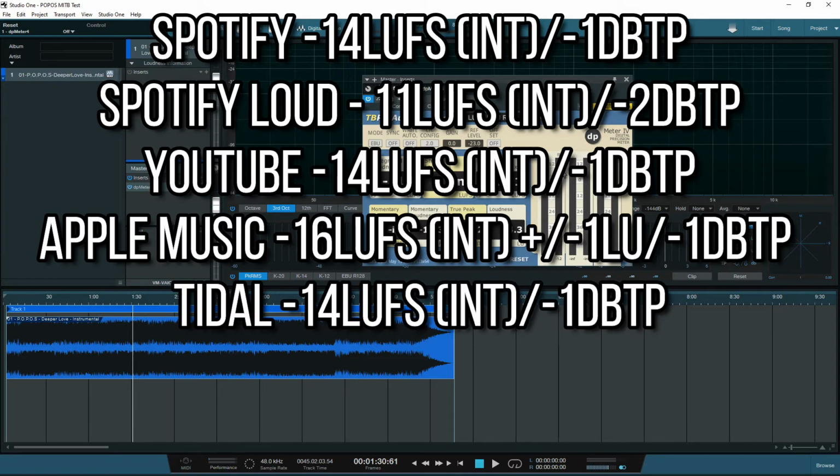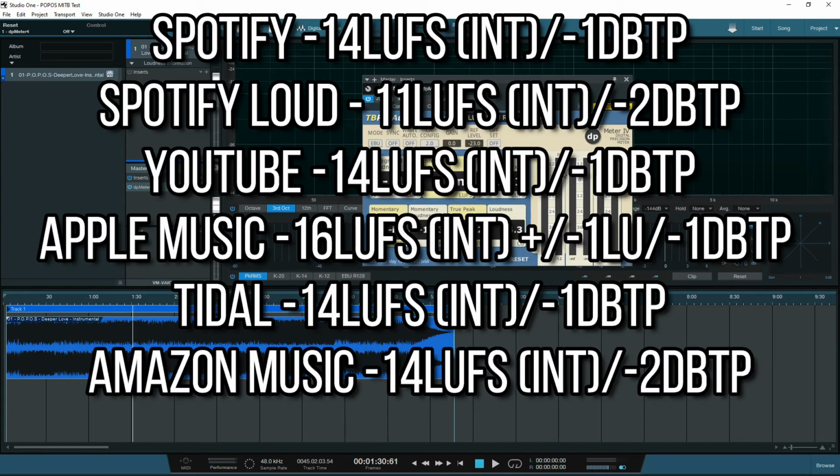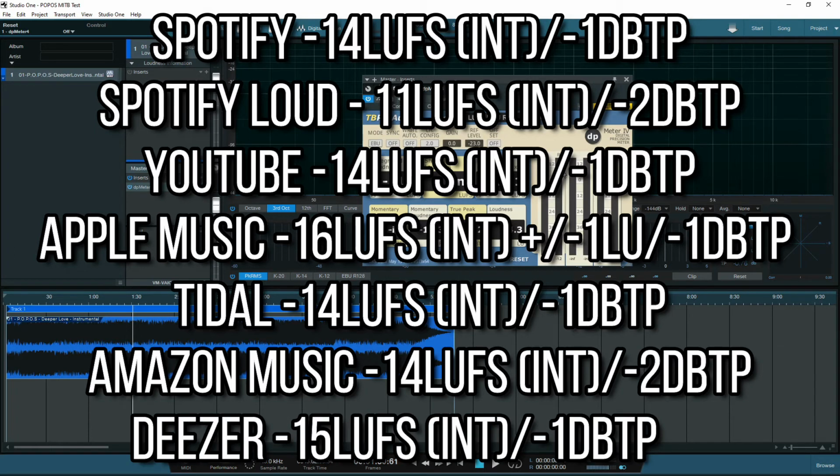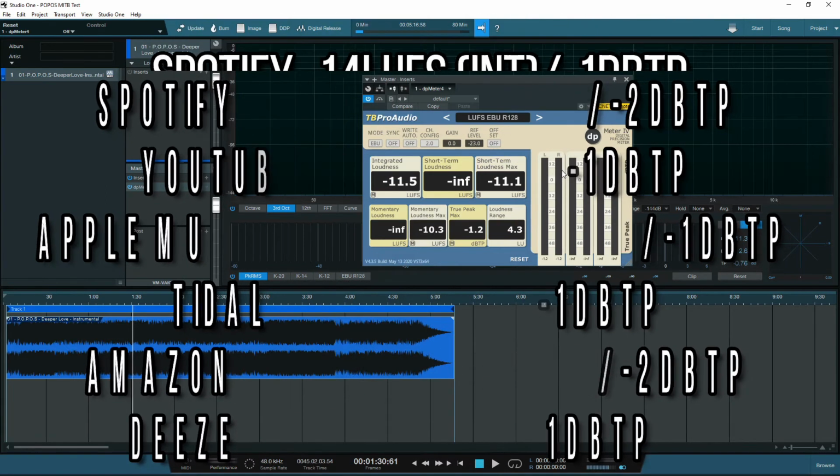Tidal, -14 LUFS integrated and -1 dB true peak. Amazon Music, -14 LUFS integrated and -2 dB true peak. Deezer, -15 LUFS integrated and -1 dB true peak.